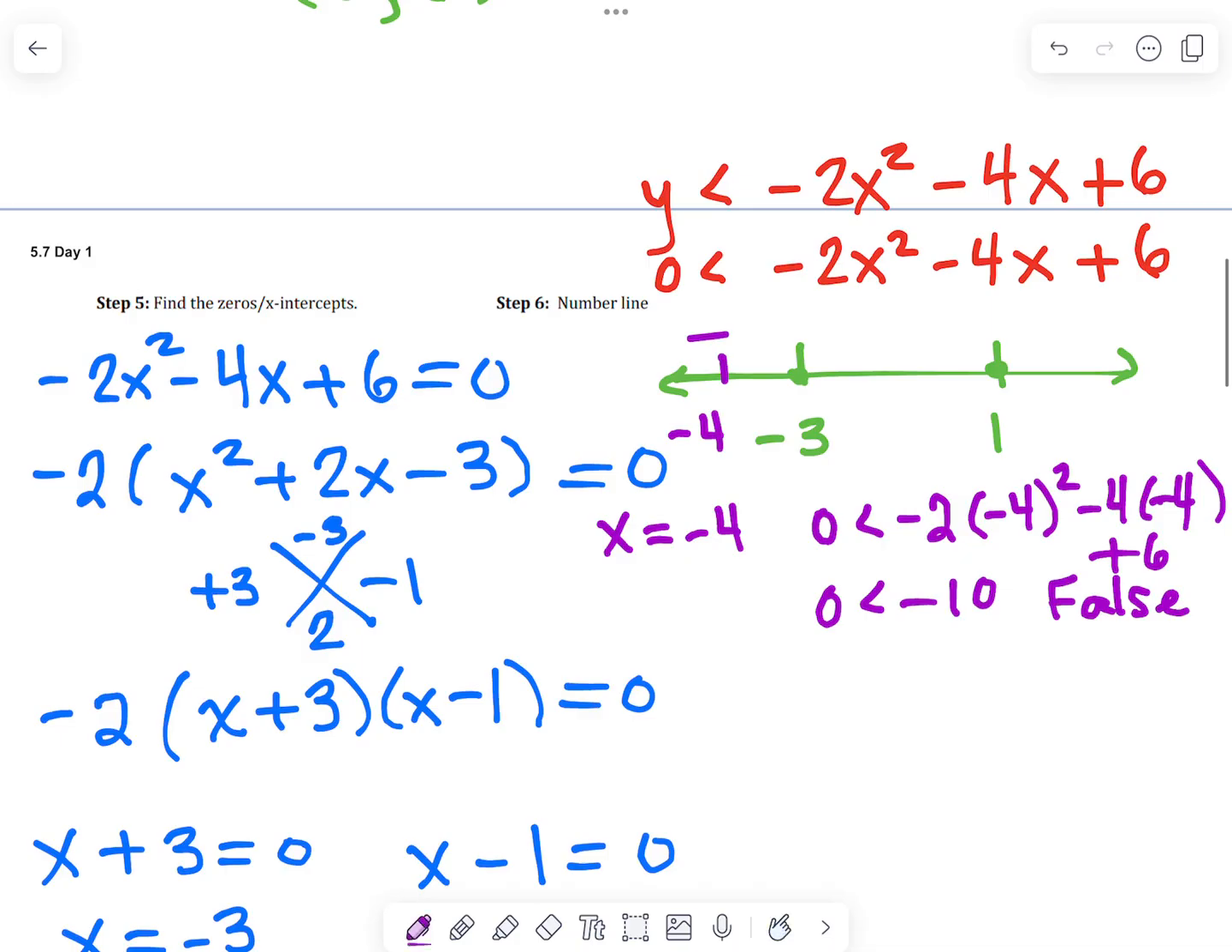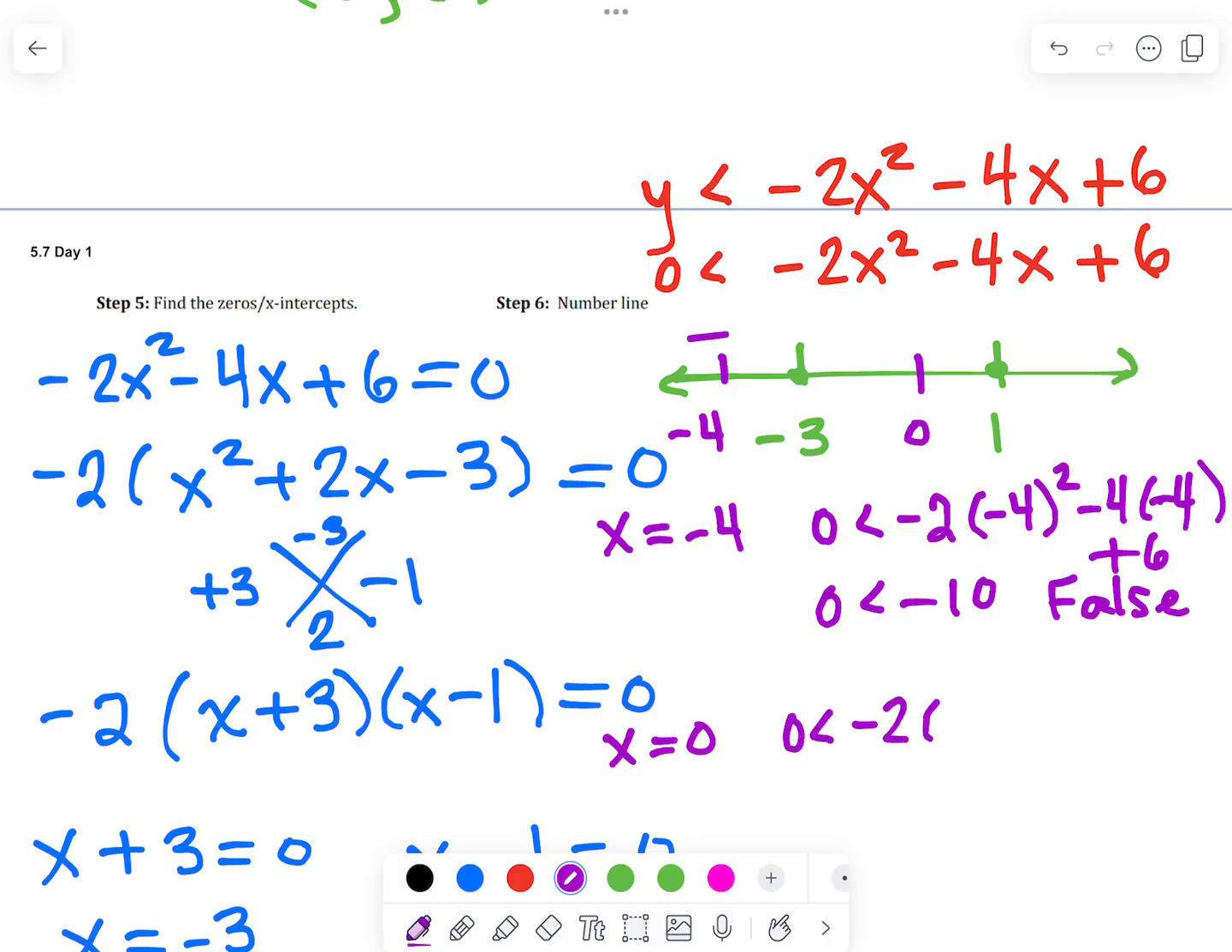Then I'm going to choose my next point between -3 and 1. So I'm going to choose the number 0, and I'm going to test it. So I'm substituting it into that red inequality. And then I simplify it, and I read, is 0 less than 6, or is 6 greater than 0, which is true. I'm going to go ahead and put a plus symbol there. That's true.